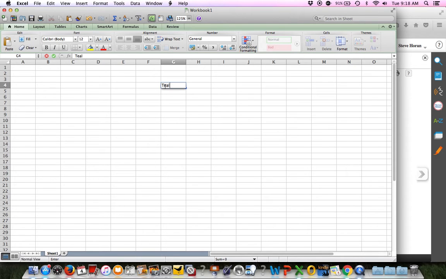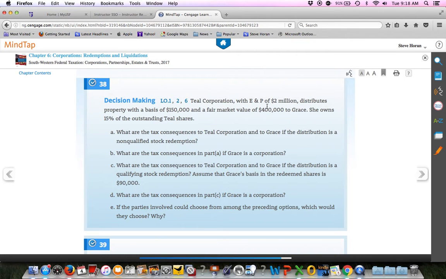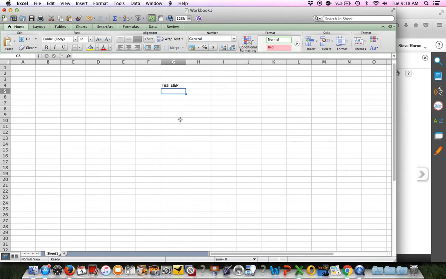Okay, so I don't type very well, so just so you know. Okay, Teal E&P. So let's go back, look at the numbers here first. So you can see here tax consequences to Teal and to Grace if distribution is non-qualified redemption. Okay, so Teal's E&P of $2 million distributes property with a basis of $150, fair market value of $400,000. So hopefully everybody saw the fair market value of $400 minus the basis of $150 would be a $250,000 gain.